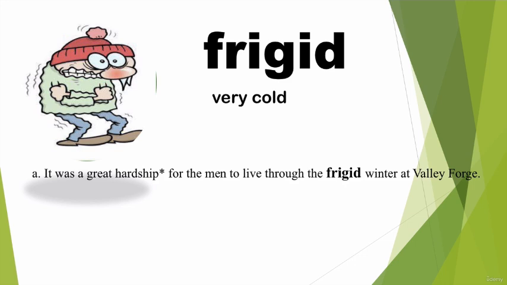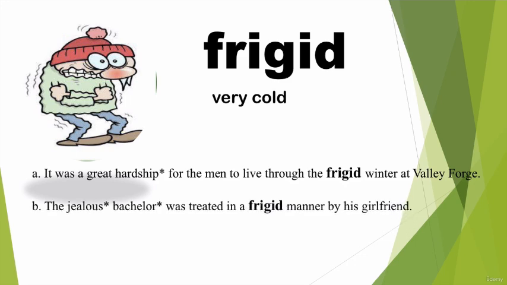Yes, it was a great hardship. Do you know the meaning of hardship? We learned it in the previous lesson. In the first lesson, hardship means difficulty. Exactly, difficulty. Example number B. The jealous bachelor was treated in a frigid manner by his girlfriend. Yes. Jealous and bachelor. We learned these words in the previous lesson. Jealous means wanting something that others actually have, and bachelor means a single old person who is not married.